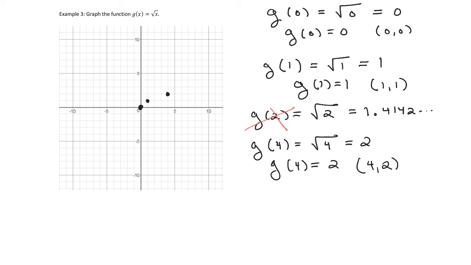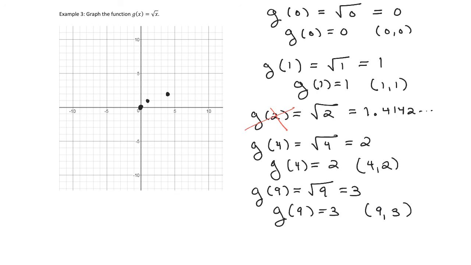Another good one would be, well, I know the square root of 9 is going to be perfect. So if we take the square root of 9, that gives us 3. This means since g of 9 is 3, we have the point 9 comma 3, and that is located over here. The graph that connects these points is not a line, but it kind of curves a little bit, and it starts increasing slower and slower as we go towards positive infinity.